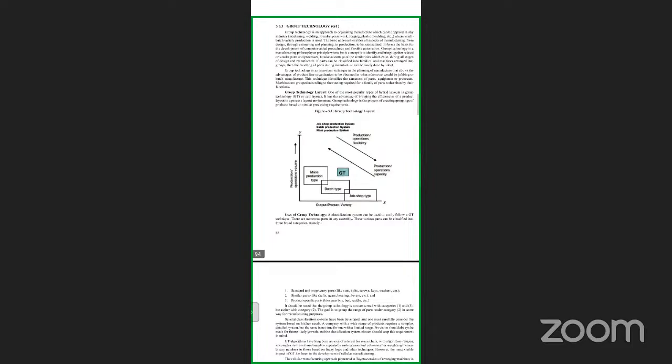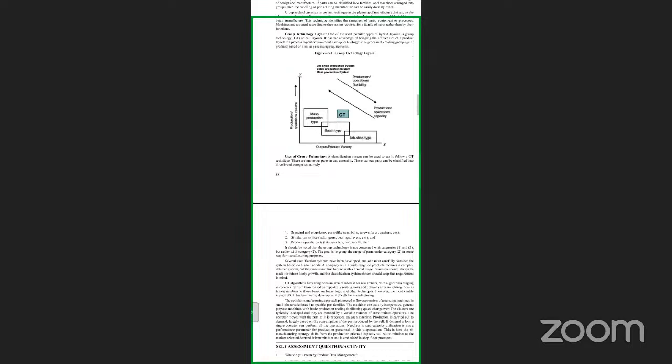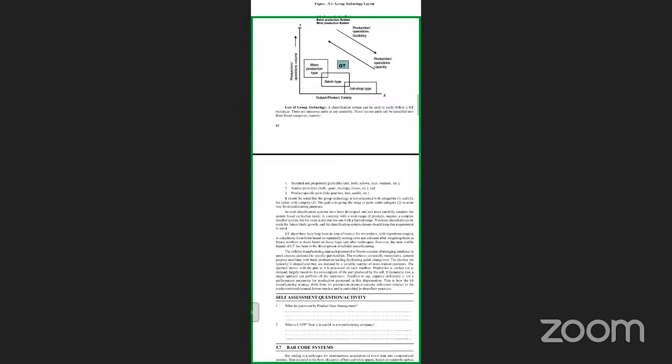There it will be used, and the use of group technology is to standardize proprietary parts like nuts, bolts, screws, keys, washers, etc., and similar parts like shafts, gears, bearings, levers, etc., and product-specific parts like gearbox. So if you look here, the standard and proprietary parts which are in maximum mass production are nuts, bolts, screws, and key washers. And similar parts are batch type, where the same type of products will be produced.